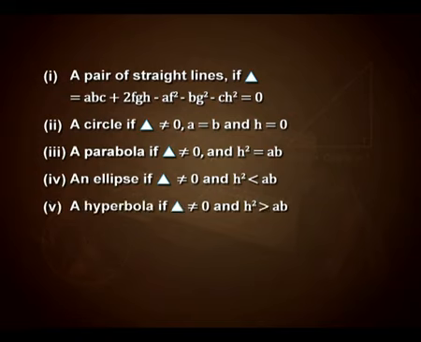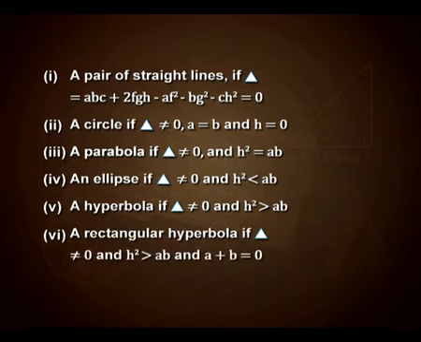It represents a hyperbola if determinant is not equal to 0 and h square is greater than ab. Also, it represents a rectangular hyperbola if determinant is not equal to 0 and h square is greater than ab and a plus b is equal to 0.